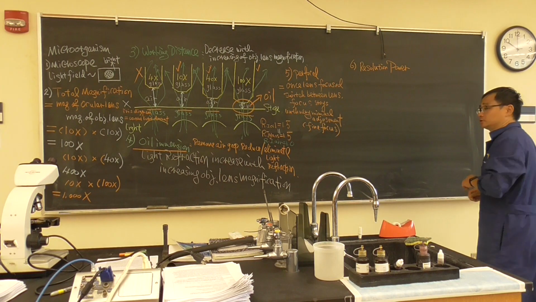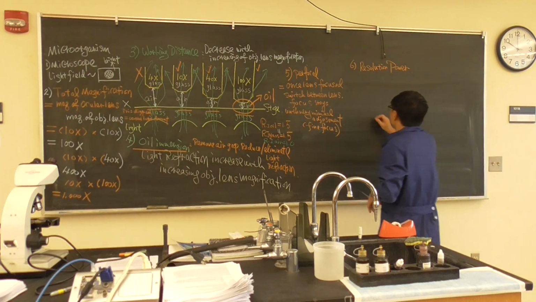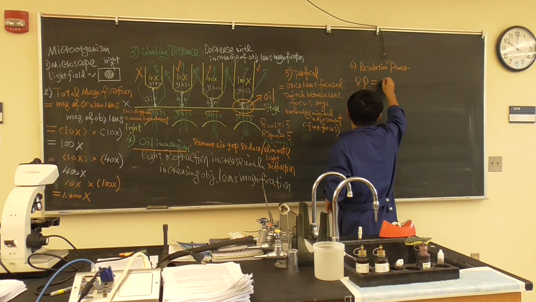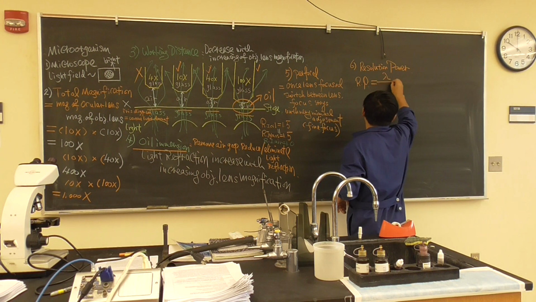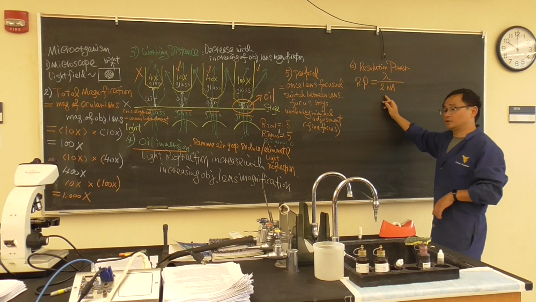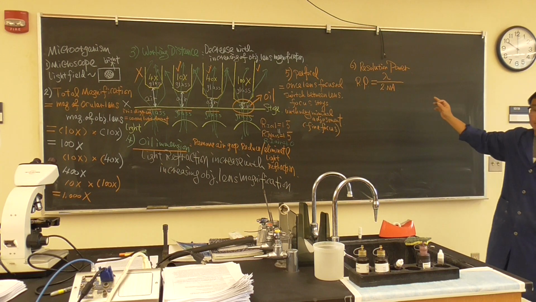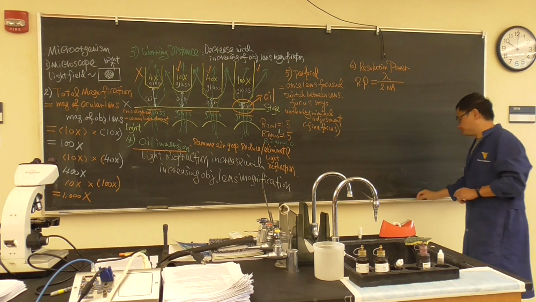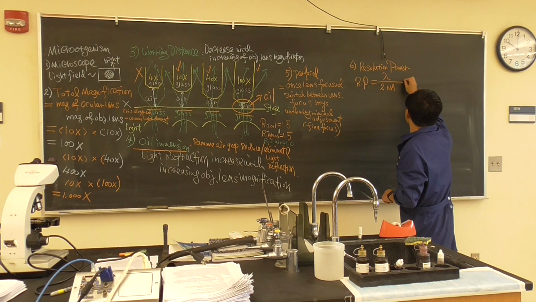This is something important for the microscope. This is called RP, the acronym RP, equals lambda divided by 2 NA. This formula could be more complicated, related to the triangle formula, with lots of math behind it. We just give you the straightforward, final concluded formula. Okay, so let's talk about that.